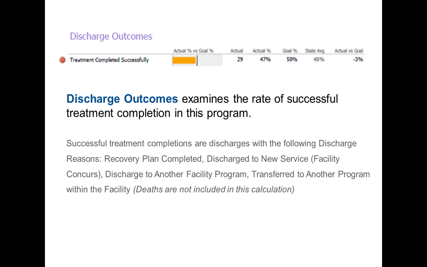We have a discharge outcomes section. We look at the rate of successful treatment completions, and in this case, this program is a little shy of the goal of 50%, but looking at the state average, you see that the state average itself is lower than the goal. It's 48%, and this program is 47%.